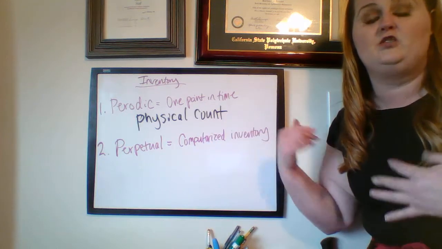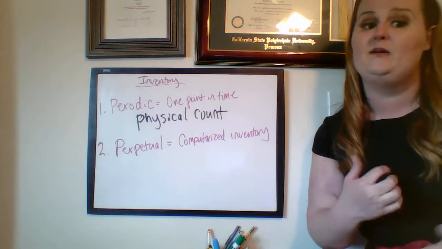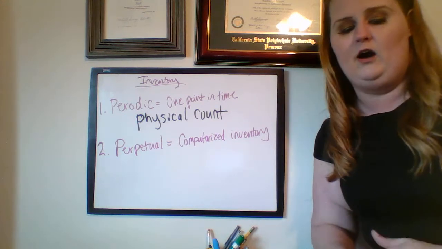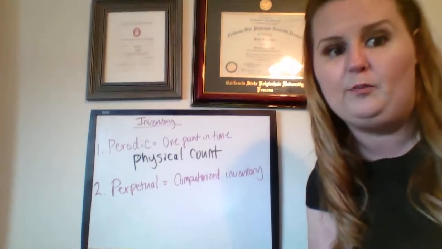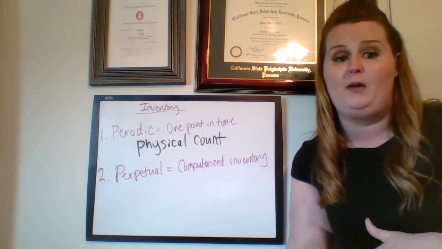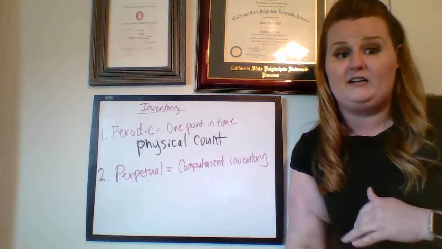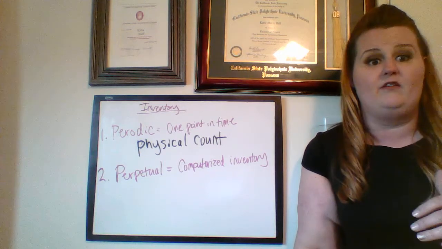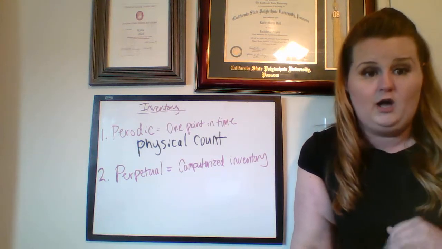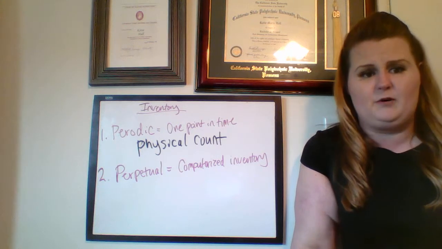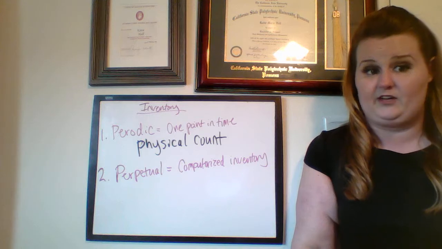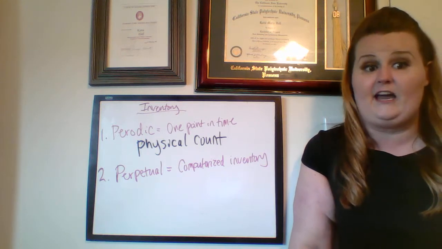So periodic is one time a year or once a month. Usually at the end of the month, we take inventory on all the products that we have. Companies also pay an independent third party company to come in and do an entire physical count inventory of their entire store. Specifically, they do that for tax purposes. So when they're ready to file their corporate taxes, they can have every asset accounted for.